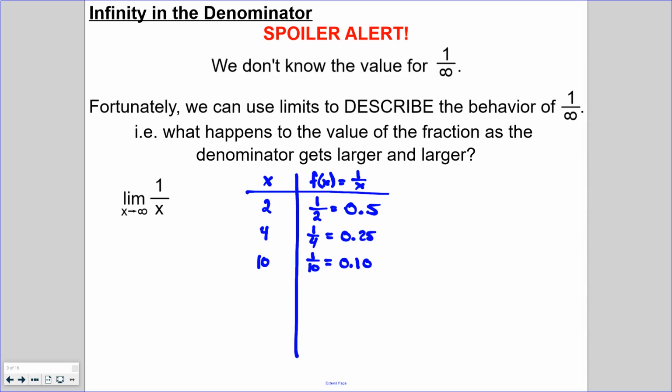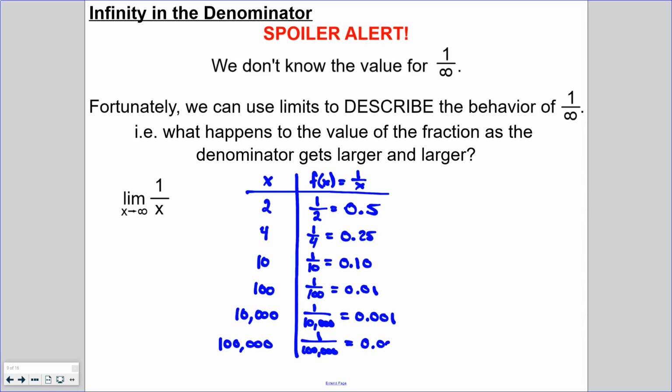Well, what about 100? That'll be 1 over 100, which is 0.01. What about then 10,000? That will give us an output of 1 over 10,000, which is 0.0001. Let's get real crazy and try 100,000, which gives 1 over 100,000, or 0.00001. We see here that as x approaches infinity, our function 1 over x gets closer and closer and closer to 0.